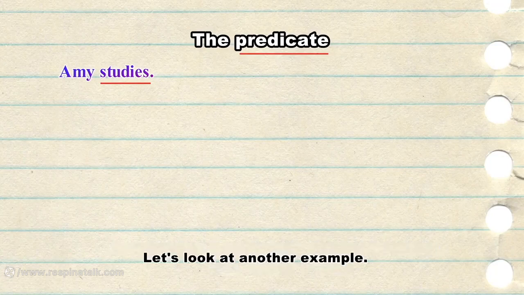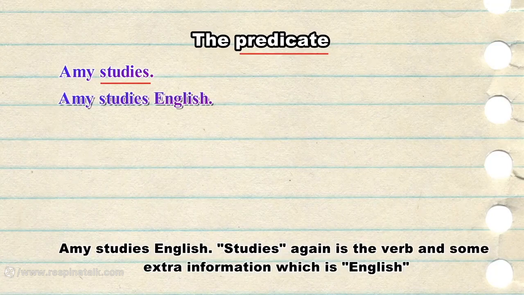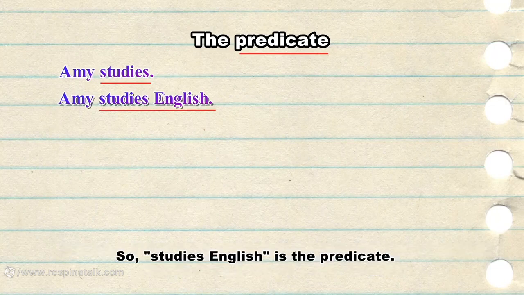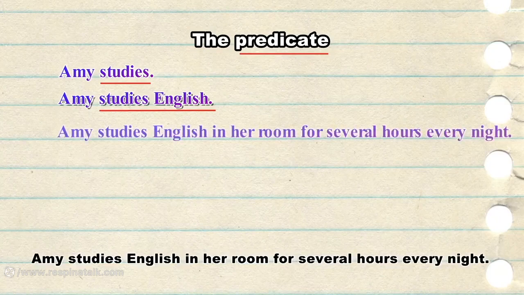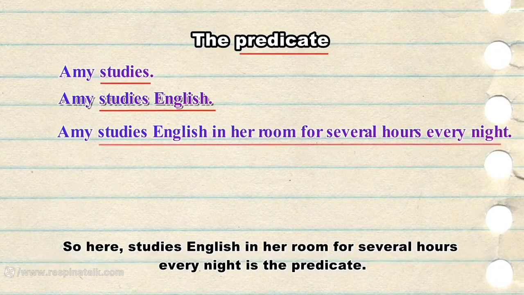Let's look at another example. Amy studies English. Studies, again, is the verb, and some extra information, which is English. So, studies English is the predicate. Look at this example. Amy studies English in her room for several hours every night. So here, studies English in her room for several hours every night is the predicate.